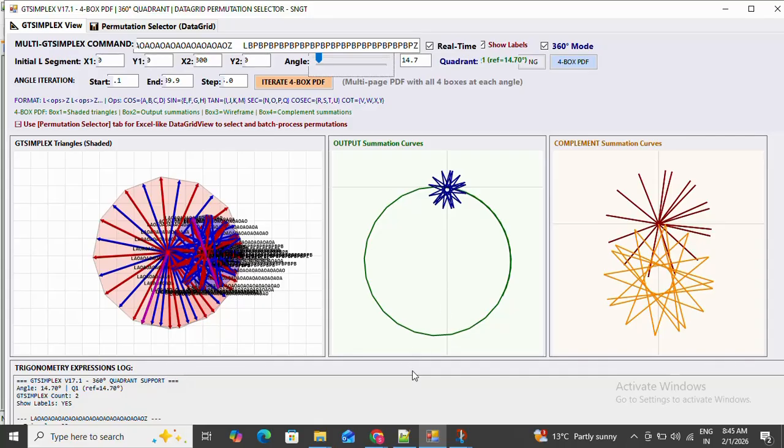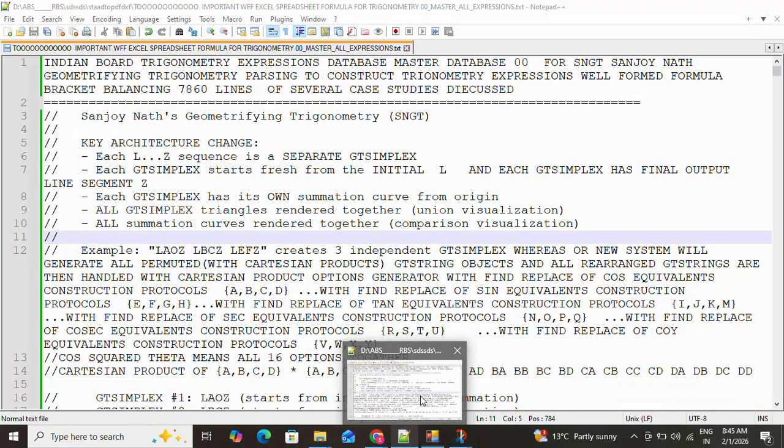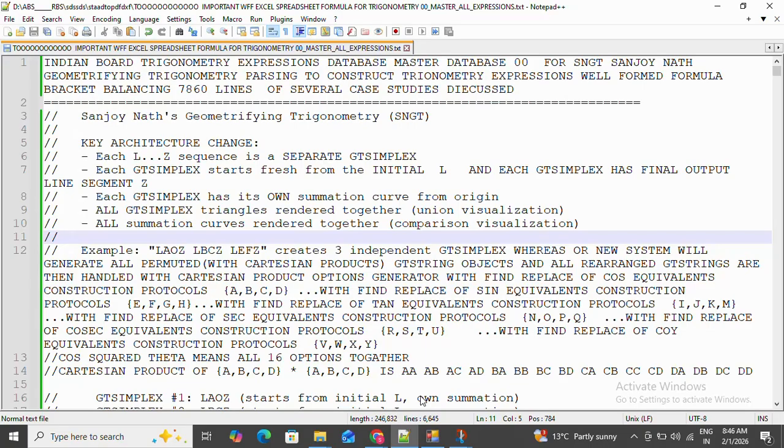Now again we are coming back to the theory descriptions here. A little bit of theory is described here so that people can understand how to think about and how to use these kinds of software. Now each GT simplex starts fresh from the initial line segment L. The GT simplexes are the multiplicative forms, like here in the simulator we have shown that cos theta is multiplied with sec theta, again multiplied with cos theta, again multiplied with sec theta.